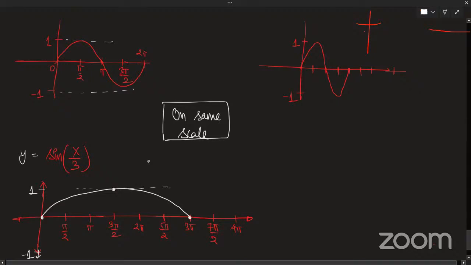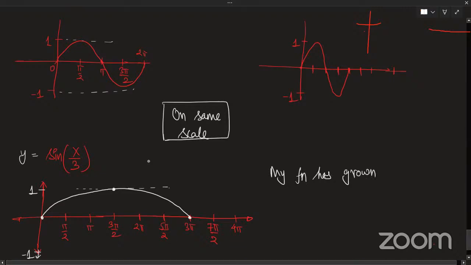See, at 3 pi by 2, my value will be 1. y is equal to 1, so it has to be here. And at x is equal to 3 pi, so sine of pi, it will be 0. So yes, it is correct. So basically my function has grown 3 times.